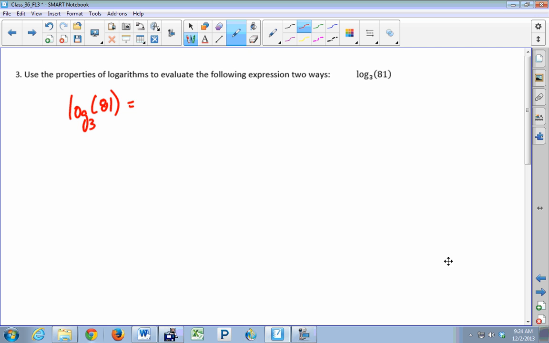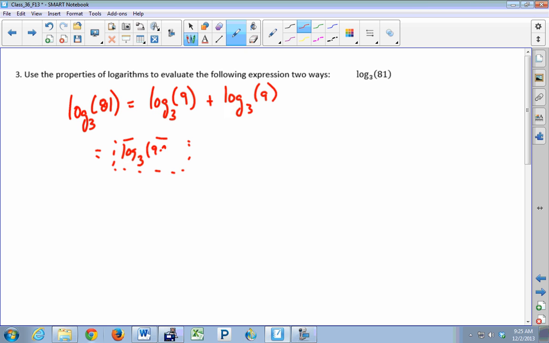Okay, log base 3 of what? Log base 3 of 81 isn't equal to 9. Oh, okay, 9, sorry. Log base 3 of 9 plus log base 3 of 9. So what he did is he said, I'm breaking 81 up into a product, so let me show the intermediate stage that goes right before this last equal sign. What he did is he said, log base 3 of 81 is 9 times 9. So then he took log base 3 of 9 times 9 and he broke it up into the sum.